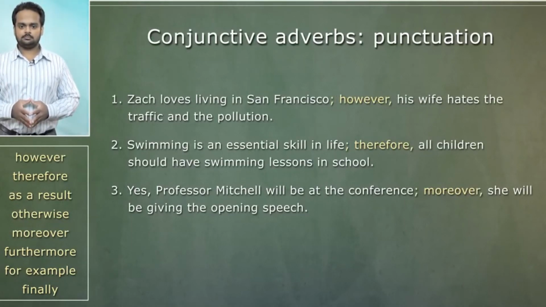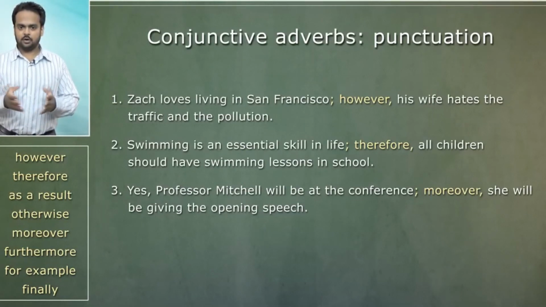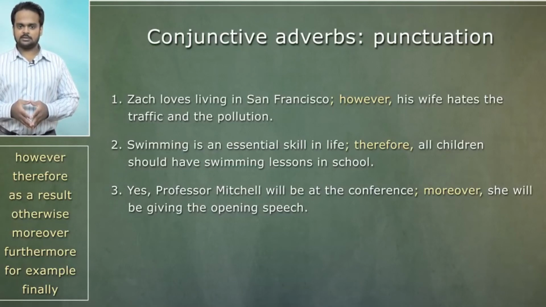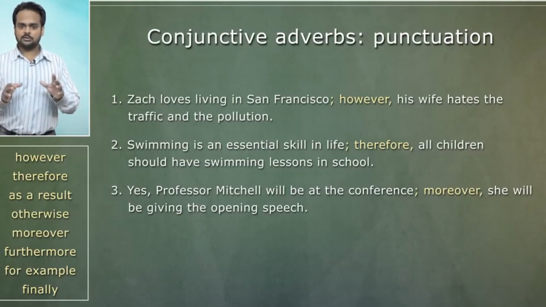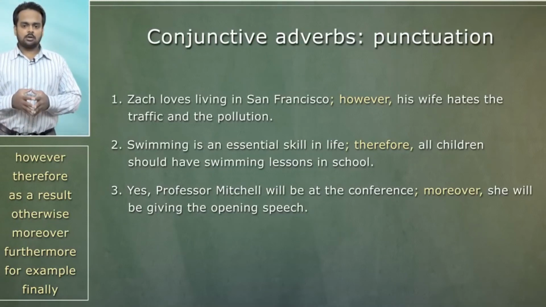What do you see? Well, you see that there are both commas and semicolons. This is a special rule of using conjunctive adverbs. Take the first sentence. There are 2 clauses. The first is Zach loves living in San Francisco. The second is his wife hates the traffic and the pollution. Notice that both of these are independent clauses. That is, they are full sentences. Conjunctive adverbs are generally used to connect independent clauses. The word however has almost the same meaning as but.